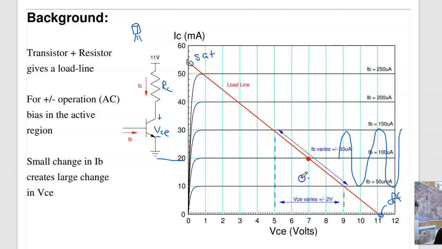The voltage then will vary between 5 volts and 9 volts. That's your voltage amplification. That converts a small current at the base into a large voltage at the collector. That only works if I'm in the active region. So in 321 analog electronics, I operate in the active region.